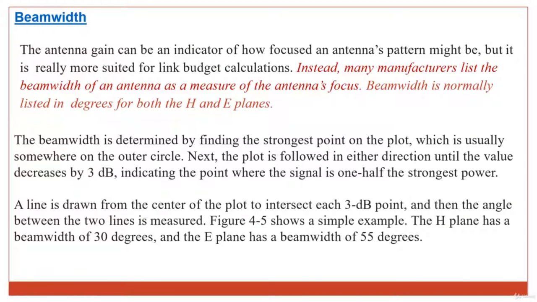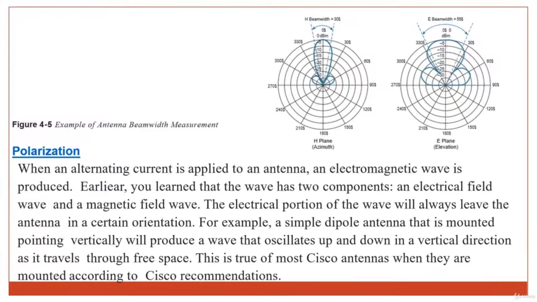And then the beam width. Beam width is nothing but the focus. So your focus is your beam width, and the energy, the RF signal in that particular focus, is nothing but the gain. All right, so understanding these terms, now we can understand the types of antenna.